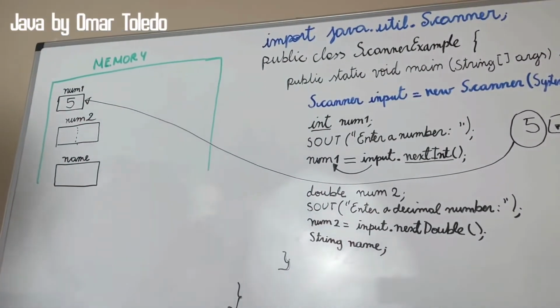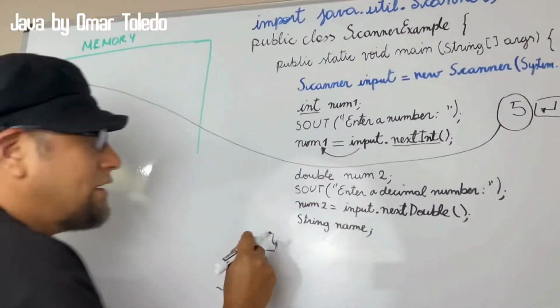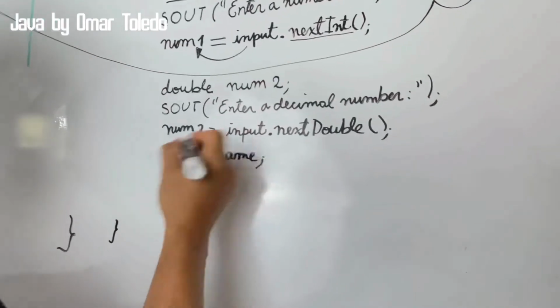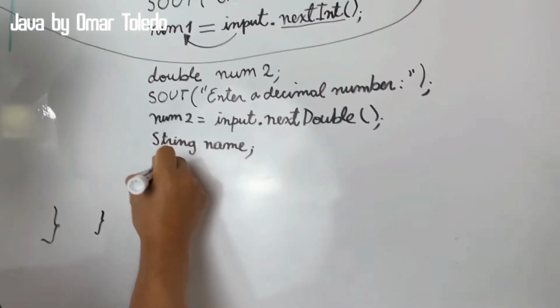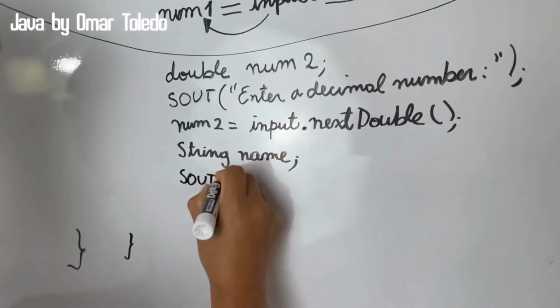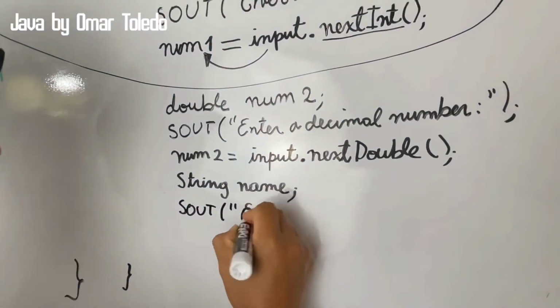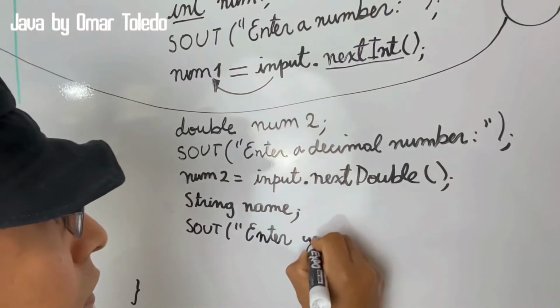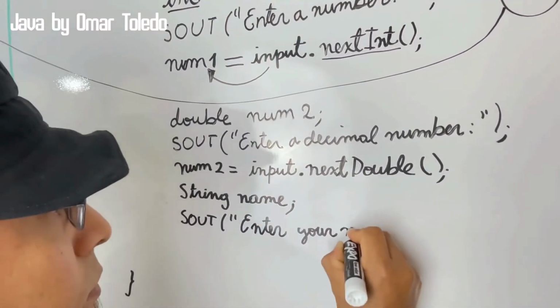Now you want to display a message, for example, enter your name. System.out, right? Enter your name.